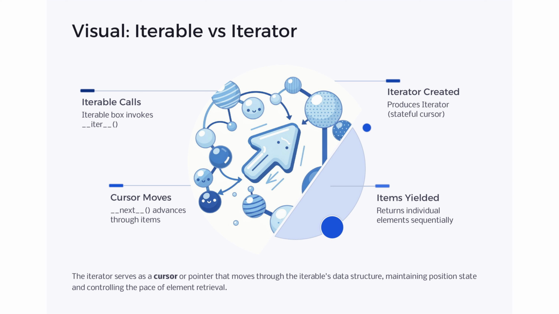An iterable is an object that can be looped over, calling __iter__ to produce an iterator. The iterator, acting as a stateful cursor, uses __next__ to traverse and yield elements sequentially. This mechanism efficiently manages data retrieval, maintaining position and controlling access to each item in the sequence.